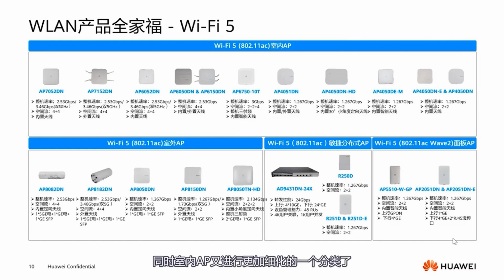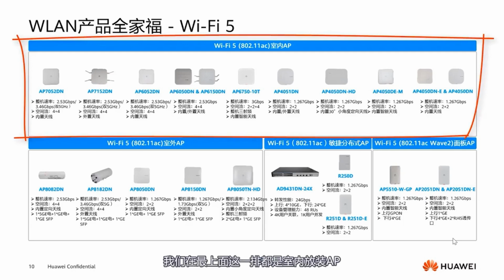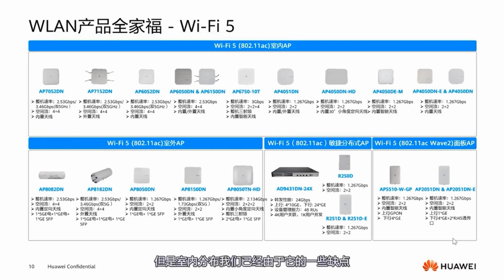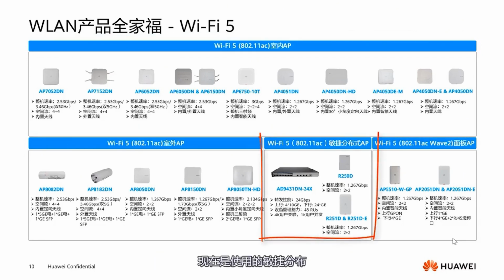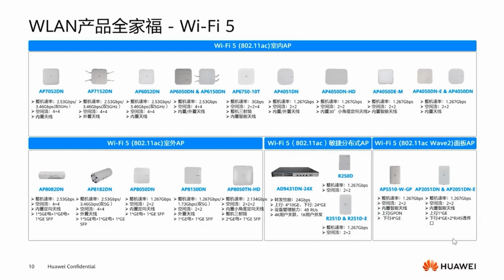At the same time, indoor APs are further subdivided into more detailed categories. Our previous indoor APs were divided into indoor fixed installation, indoor distributed, and panel types. That was the previous categorization. For indoor fixed installation, all the APs on the top row are for indoor fixed installation. But for indoor distributed, we now use agile distribution because of some drawbacks in the old method. Agile distributed APs have replaced our indoor distributed APs. Panel APs are still retained.